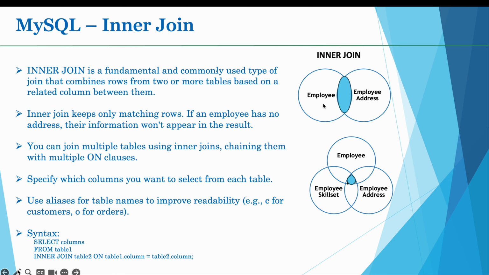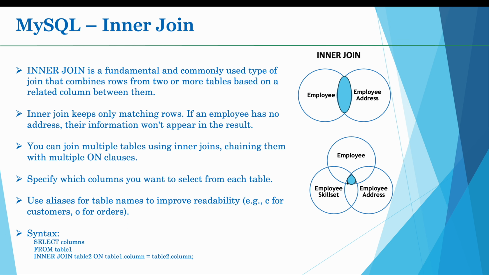If you look into this diagram, if you have two tables, an employee and employee address, whatever rows are matching between these two tables will be provided as an output when we use the inner join. So you can join multiple tables using inner joins. You can join them using the ON clause. For example, if you are using an employee table, employee address table, and employee skill set table, whatever rows are matching between all these three tables will come as an output for the inner join query.